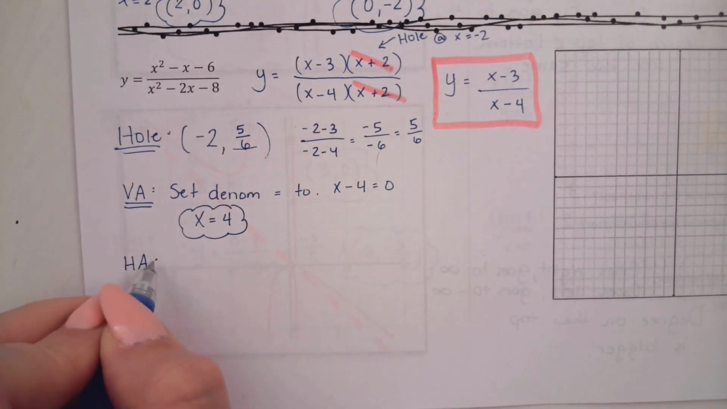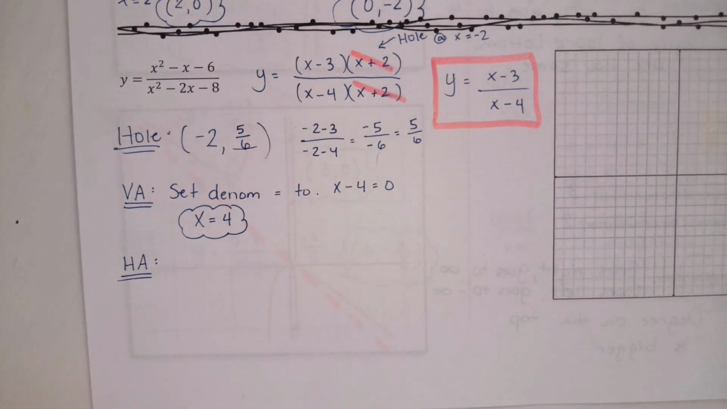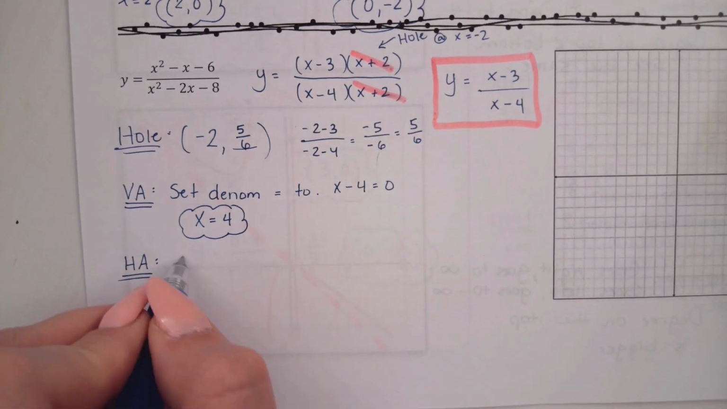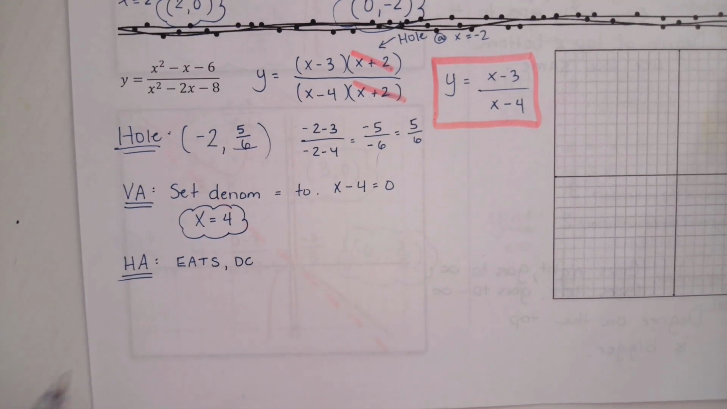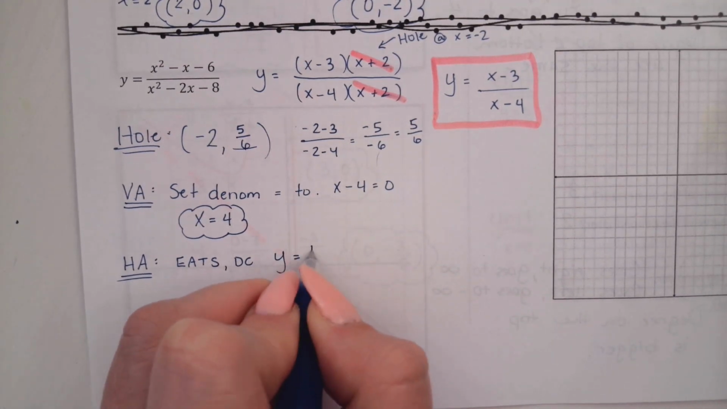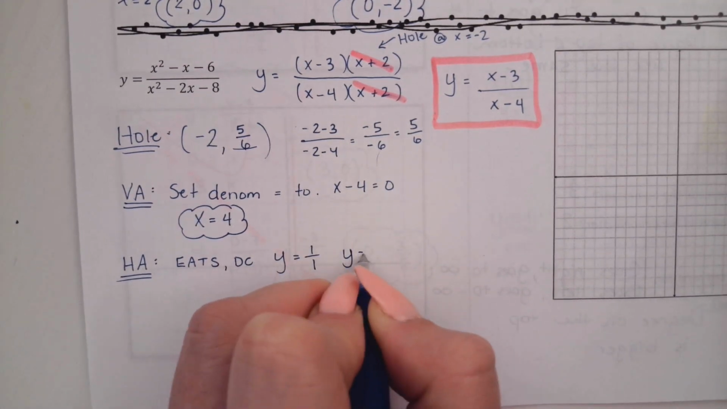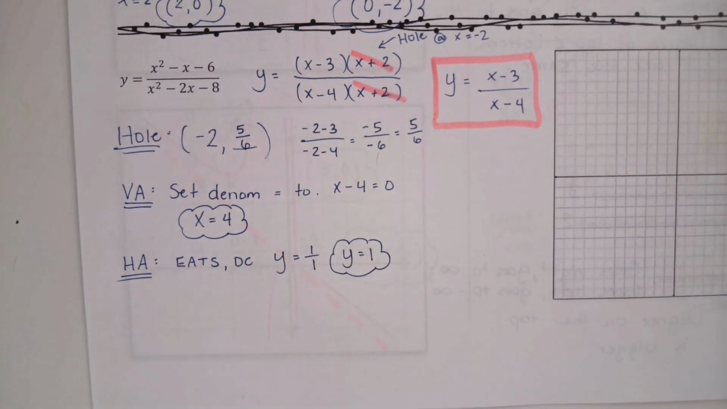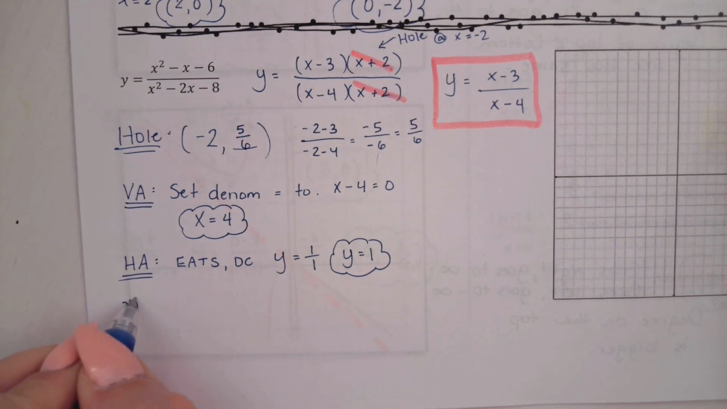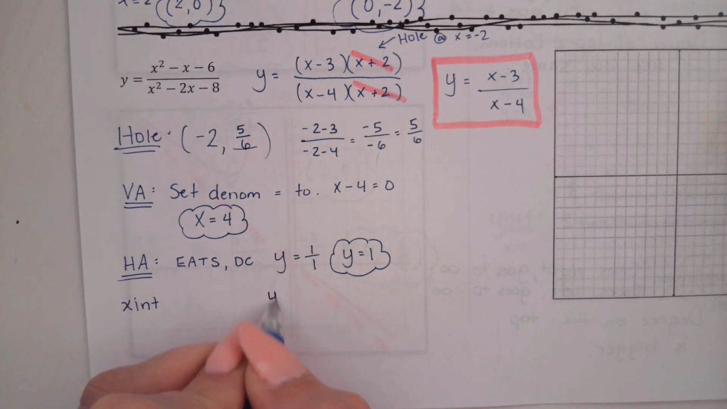Okay, my horizontal asymptote. This is the one where you've got to think, is it BOBO, is it BOTS, or are the exponents the same? The exponents are the same, so we divide the coefficients. So it'd be 1 over 1. Excellent. Lastly, my x-intercept and my y-intercept.